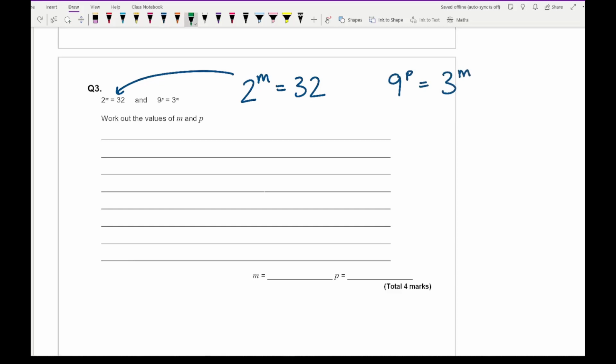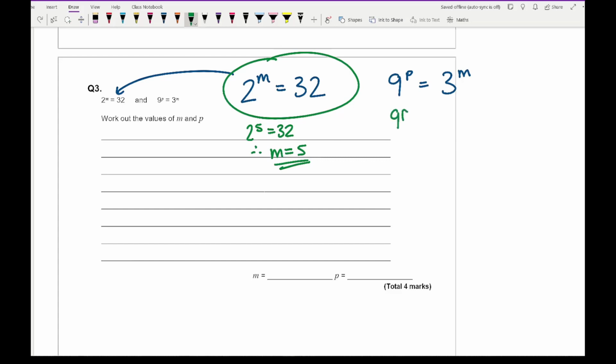So looking at this, if we just take this one first, 2 to the power what gives you 32? Well, 2 times 2 is 4, times 2 is 8, 16, 32. So 2 to the power of 5 equals 32. So therefore m equals 5. Then if we substitute 5 into this next expression, we get 9^p equals 3 to the power of 5.